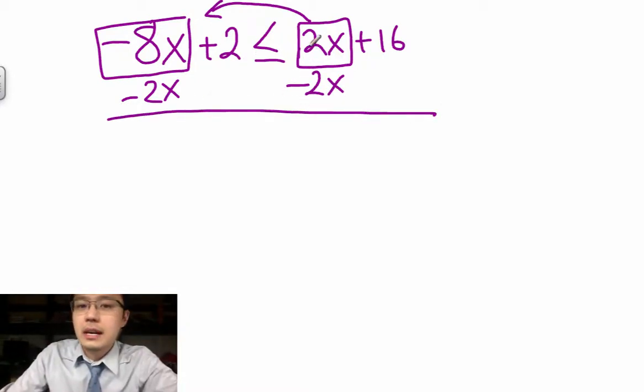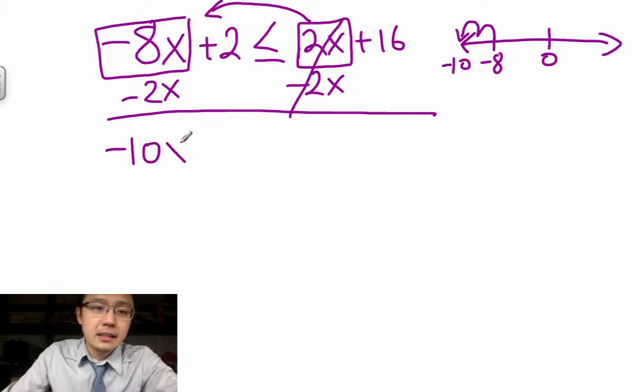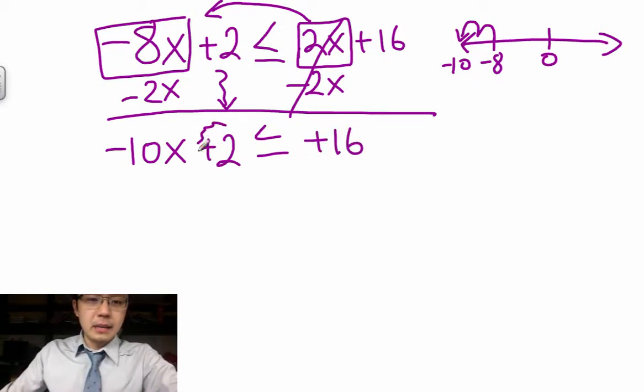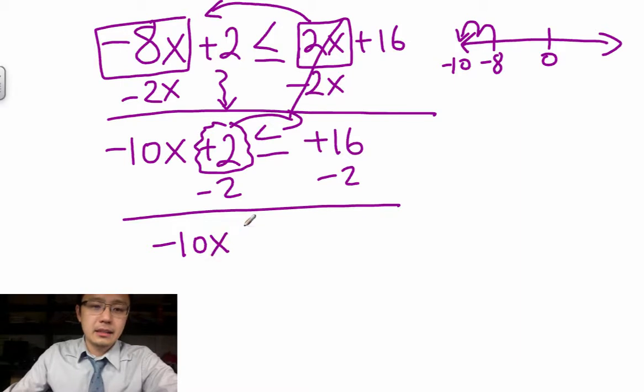Remember, this is subtraction. So 2 subtract 2 is 0, so that cancels. Negative 8 subtract 2, if you think about the number line, this is 0, this is negative 8, and you're going backwards 2 additional steps. That's negative 10x. We didn't do anything to this positive 2, so we're going to add it here, less than or equal to, plus 16. Now we need to move these numbers to the other side, so subtract 2, subtract 2. This gives me negative 10x is less than or equal to plus 14.